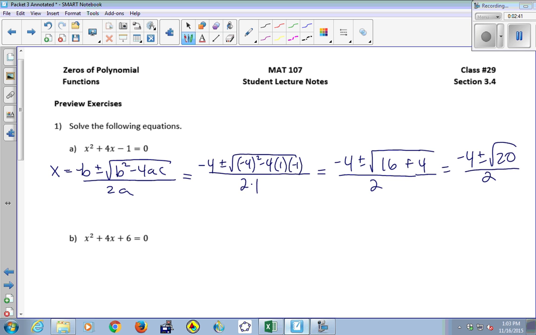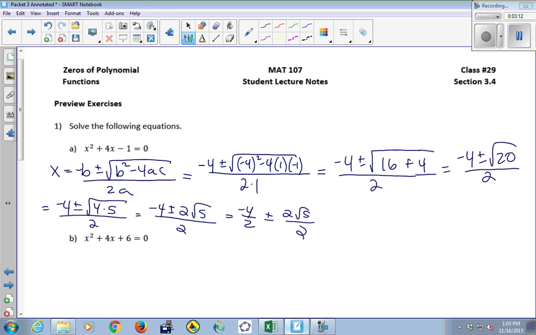And then the square root of 20 is not a perfect square, so I can't just take the square root. I could simplify square root 20. Yeah, I can pull a 4 out. So it's going to be negative 4 plus or minus the square root of 4 times 5, which is 2 root 5. So this is negative 4 plus or minus 2 root 5 over 2. And then you can break it into 2 fractions, negative 4 over 2 plus or minus 2 root 5 over 2, and reduce each fraction to get negative 2 plus or minus root 5.